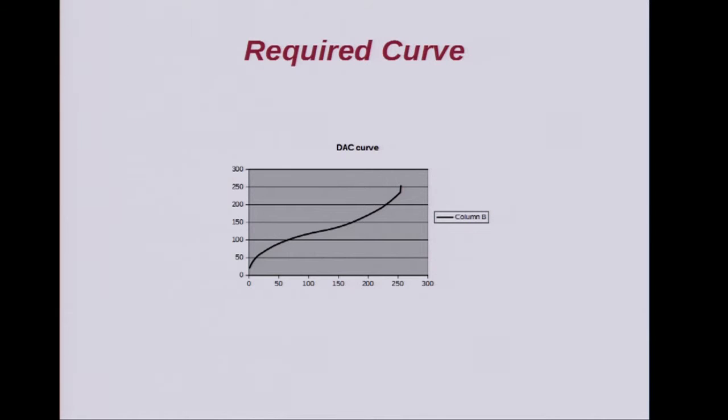So if I'm going to correct it using a DAC that's non-linear, the output of the DAC has to be a reverse of that curve. So this is the required curve of the DAC. So it's not your usual 50% is 50% out, and so on. It's a non-linear DAC.